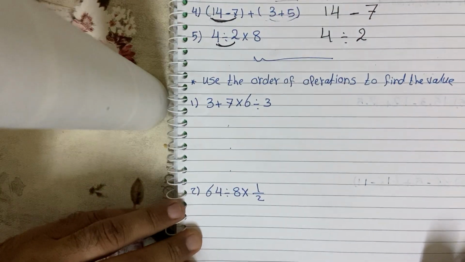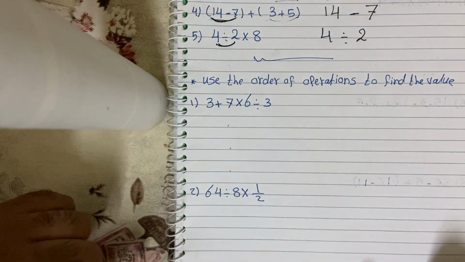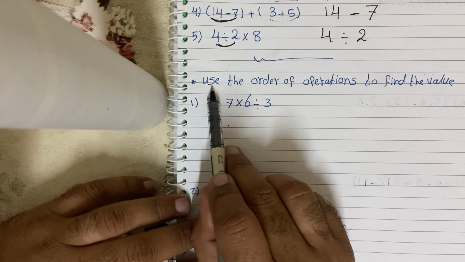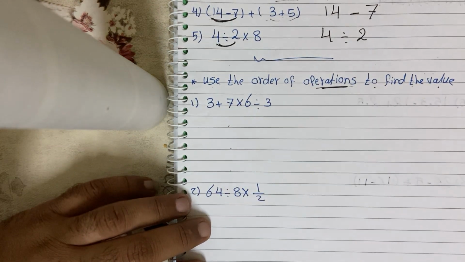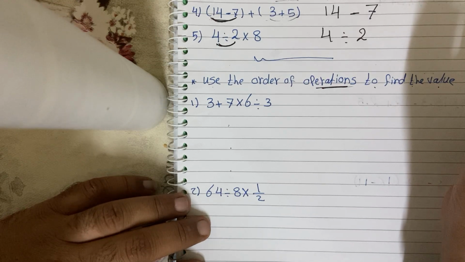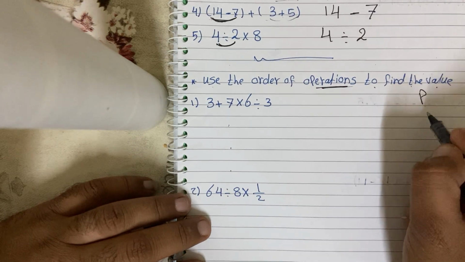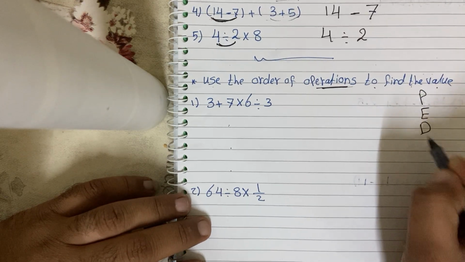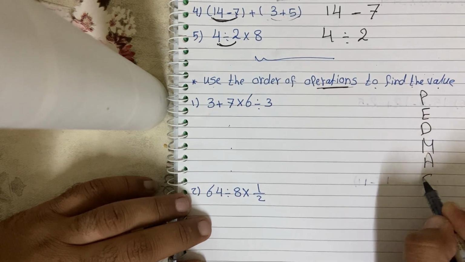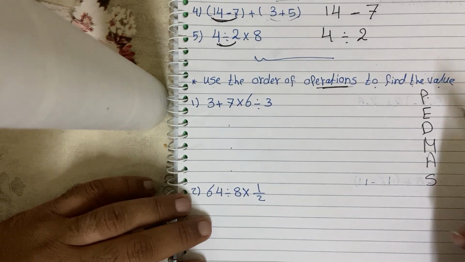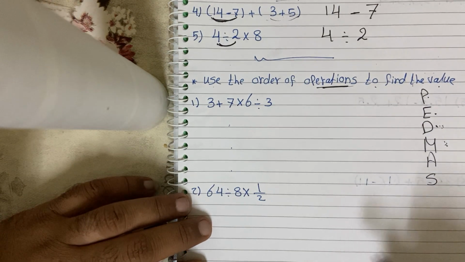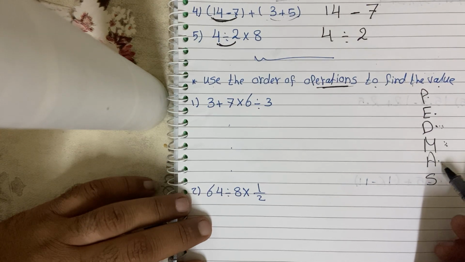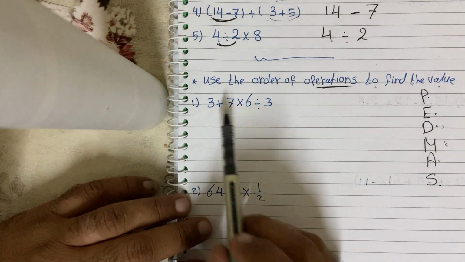How can we find the value? By using order of operations. Use the order of operations to find the value. Let's remember first, BEDMAS. B bracket, E exponent, D divide or multiply, they are the same, A addition, S subtraction.